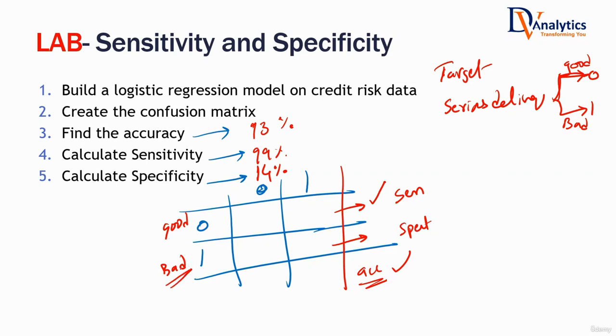What will be the loss? Let's say a bad customer is predicted as a good customer. That is one type of error here. A good customer is predicted as a bad customer. That is also one type of error. One mistake, how much will it cost? A good customer has been predicted as bad. What will be your action after that? Decline the loan.